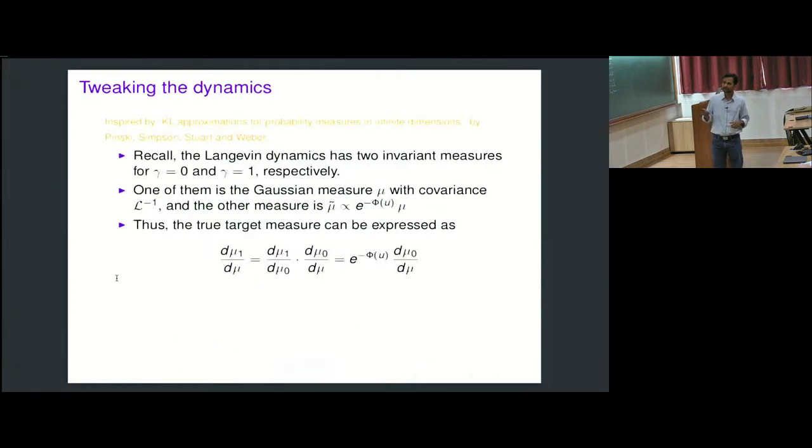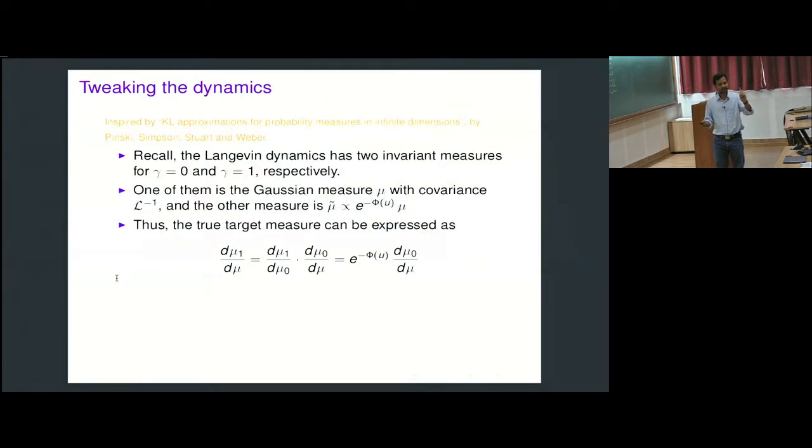Inspired by this paper, recall that there are two invariant measures for gamma equal to 0 and gamma equal to 1. Those two measures are Gaussian with L inverse as the covariance operator, and the other, which is proportional with respect to this measure. But the true target measure was this quantity. What I want to do is change the dynamics so that I can also express the target measure with respect to mu, which is not the base measure, but the new Gaussian measure with L inverse.